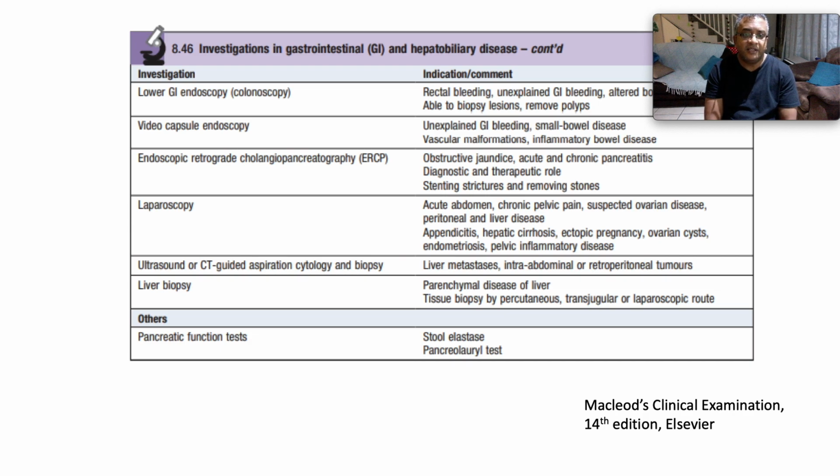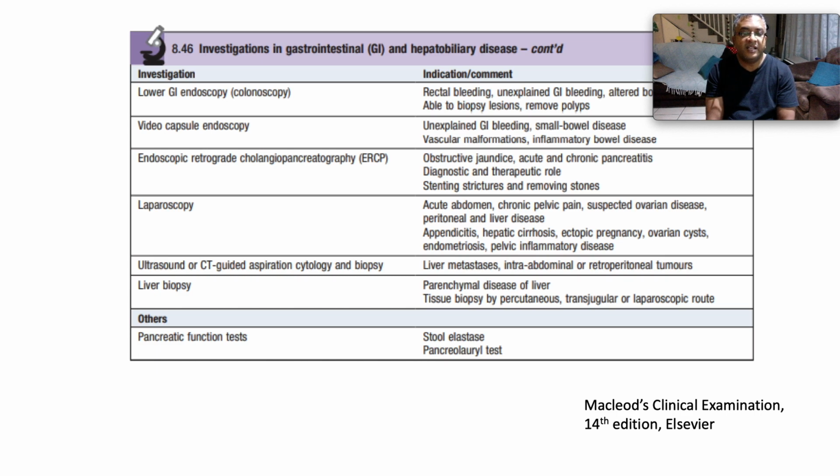ERCP, right, informs the diagnosis and, of course, it is therapeutic. So in the setting of obstructive jaundice, acute and chronic pancreatitis, it has a diagnostic and therapeutic role. It can be used to stent strictures and remove stones. Laparoscopy, those indications as noted.